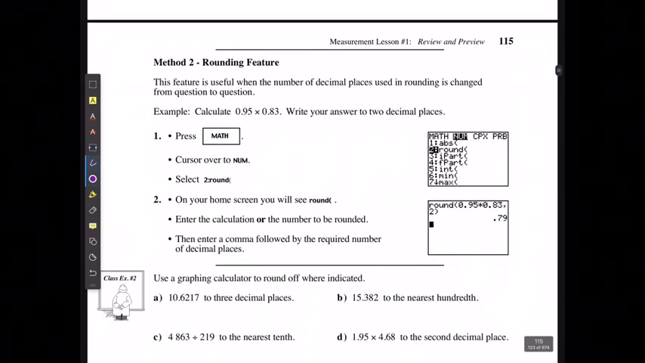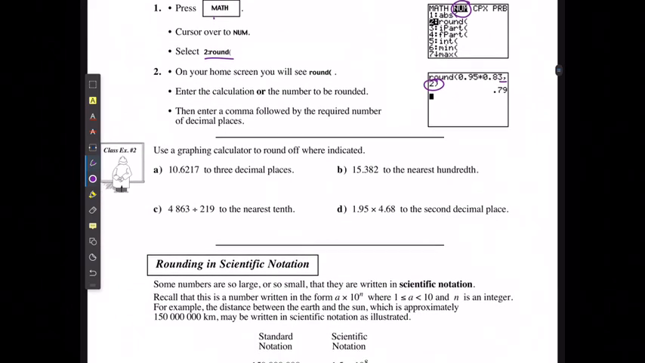You can also use the rounding feature on your calculator, which is under the math. Then you press the right arrow to go to number 2, which is going to round to whatever you want. And then you just put in a comma and the number of decimal places you want to go to.